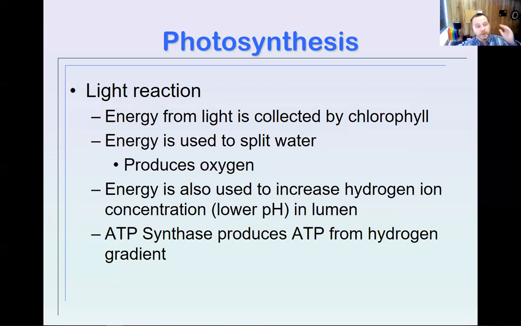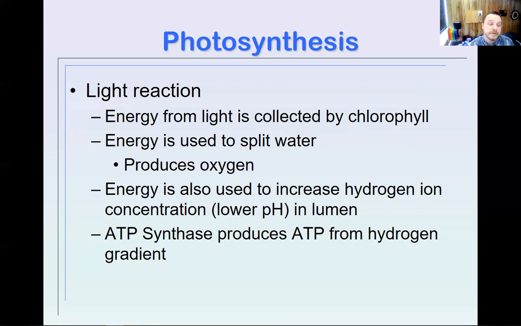Okay, so again, just a real quick summary. It's important to just go over this. There's a lot going on here. Energy from light is collected by chlorophyll. Some of that energy is used to split water. This releases the oxygen. Energy is also used to increase hydrogen ion concentration in the lumen. That increases the acidity, lowering the pH. That's what pH is, concentration of hydrogen ions.